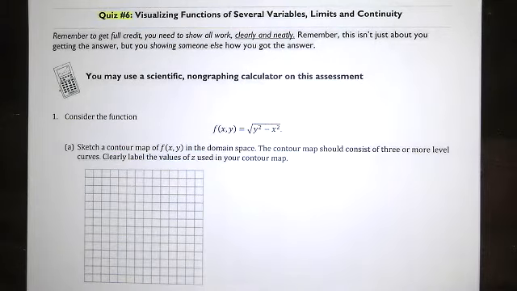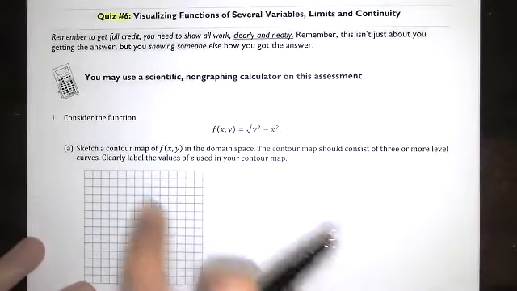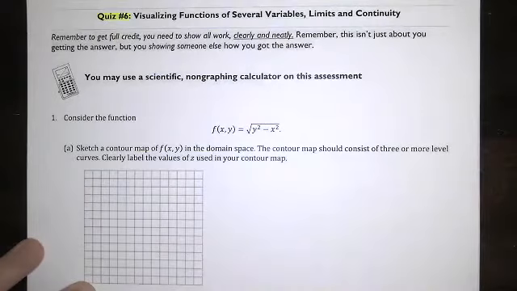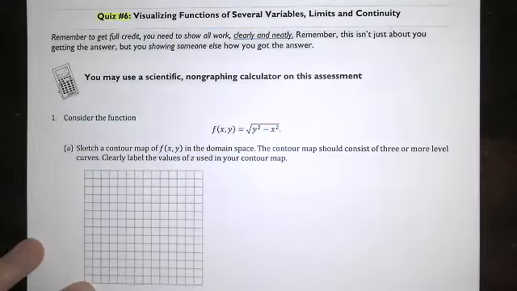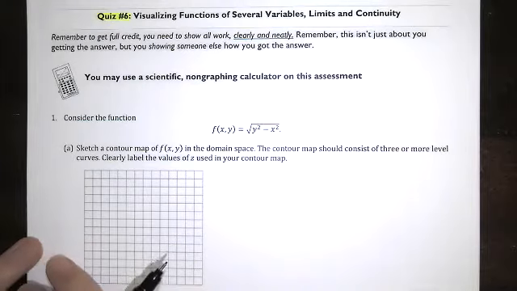So we're given this function, and we're asked to sketch a contour map of the function in the domain space. So that's in the xy plane. The contour map should consist of 3 or more level curves. And you want to clearly label the values of z used in your contour map.